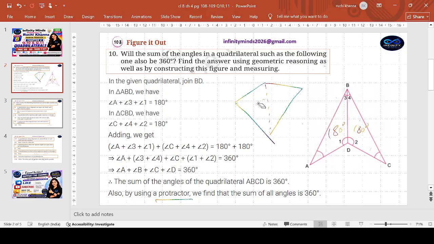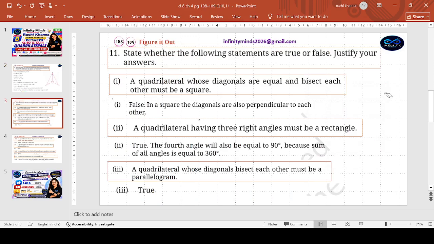Sorry, you'll be joining it via one of the diagonals. So 1, 2, 3 angles coming from one triangle, another set of 3 coming from the other. So a total of 6 angles, giving you 360 degrees, 180 plus 180. I hope it is clear. It's a very simple question to go about. Okay, so let's go to the next one.